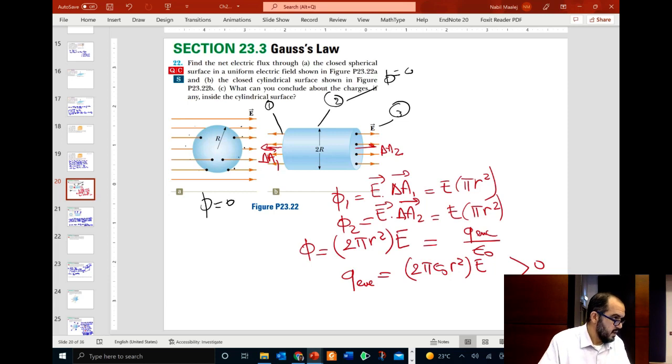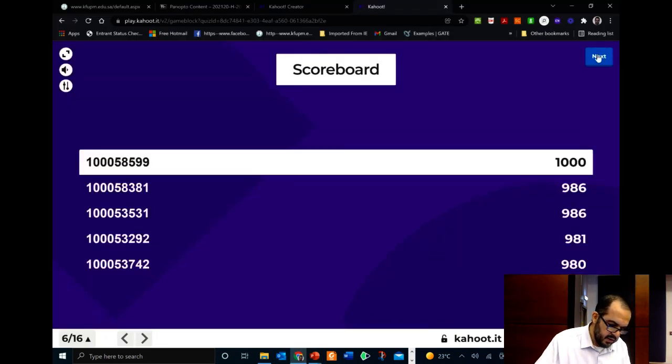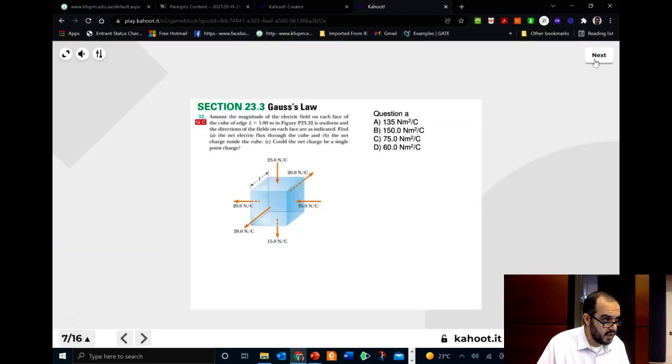Okay, clear? Clear? These are important examples. Next problem. Okay, so the scores are going to be skewed now. No, actually, because there were no correct answers, so the scores are still correct.